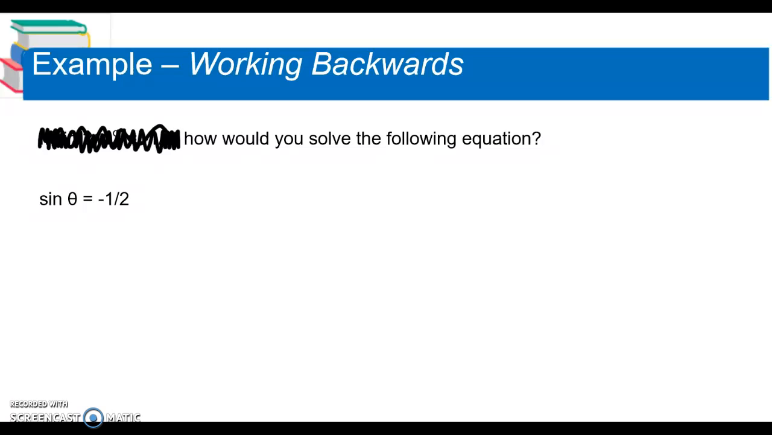Okay, last example. How would you solve the following equation? Really what you're doing here is working backwards. Instead of being given the angle measure and asked to find the ratio of the sides, you are given the ratio of the sides and asked to find the angle measure. Well, if this equation were sine of theta equals 1/2, you know that theta would have to be 30 degrees.